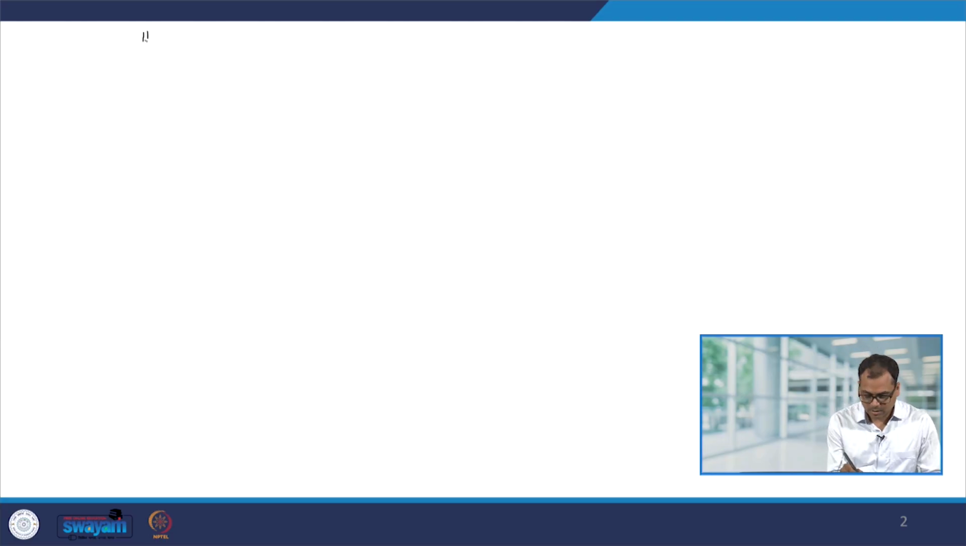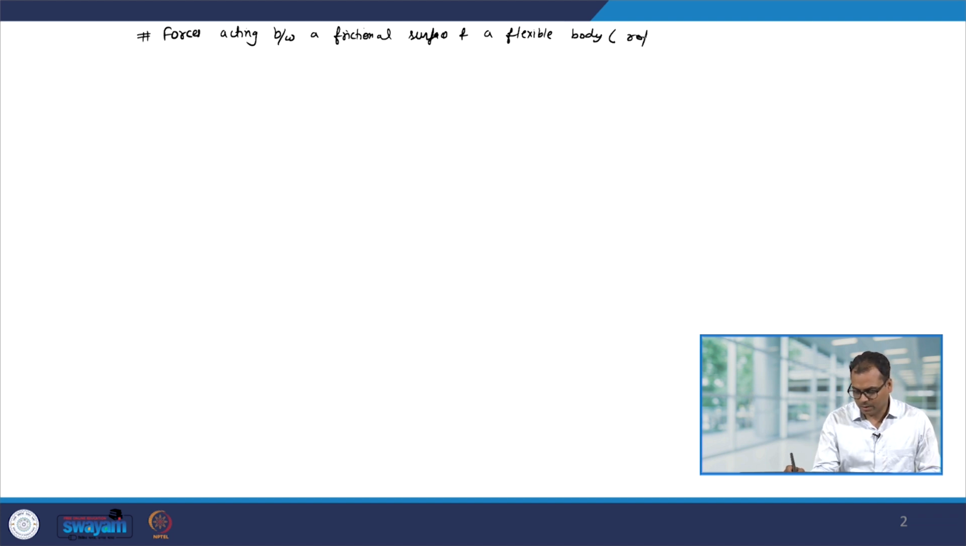In the last class, we looked at various examples of frictional forces. Today, we are going to study the forces which are acting between a frictional surface and a flexible body, for example, a rope and a belt.